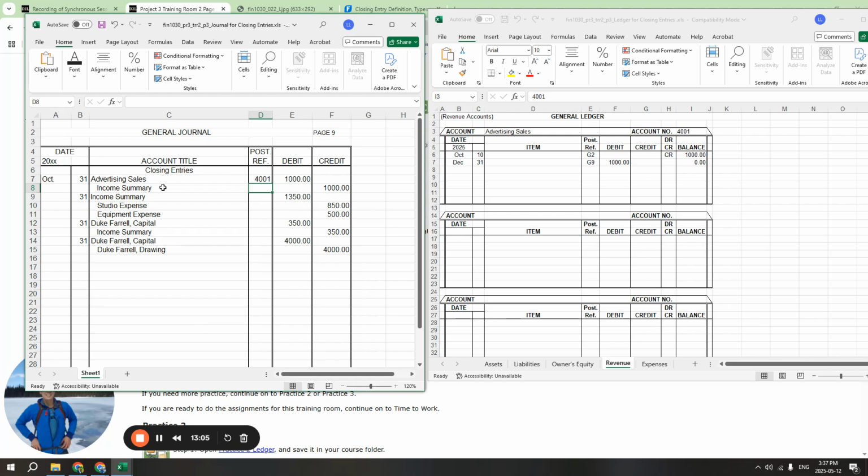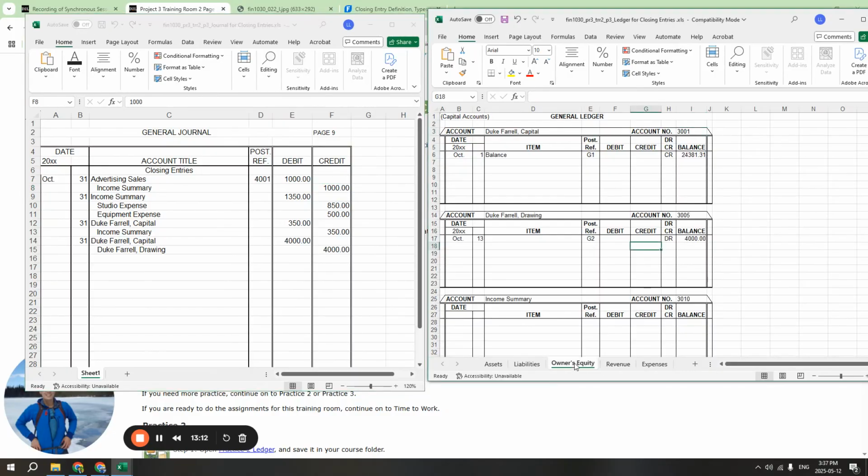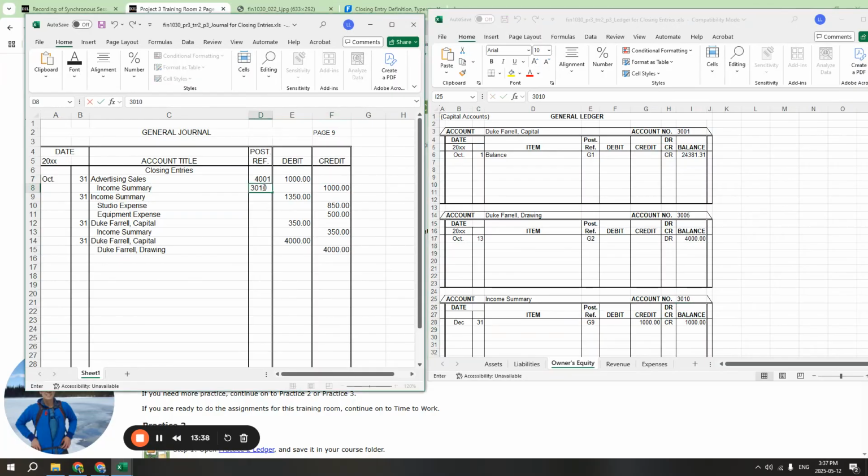Okay. The second part of that transaction is income summary, credit of $1,000. So let's see here. Income summary. This is on December 31st, and this is on journal page G9. It's a credit of $1,000. So now we have a $1,000 balance. This is account 3010, so we put in 3010.